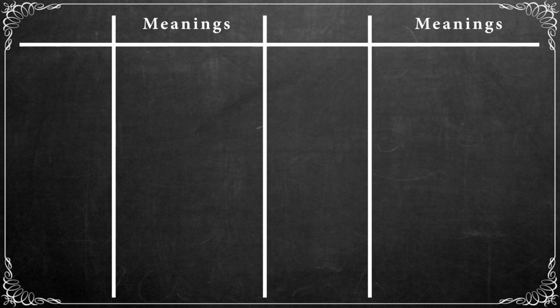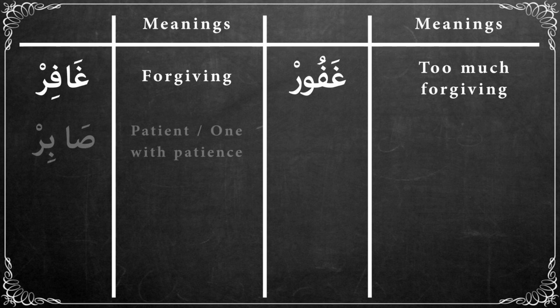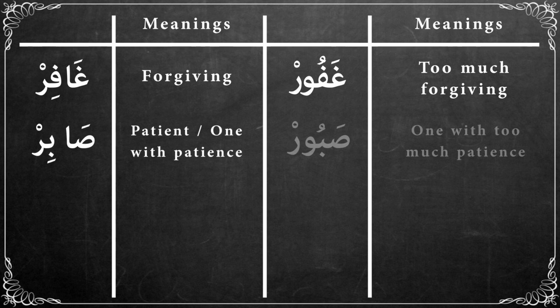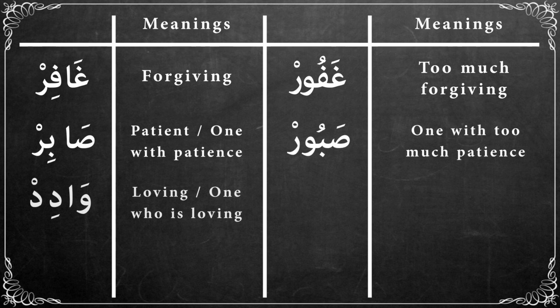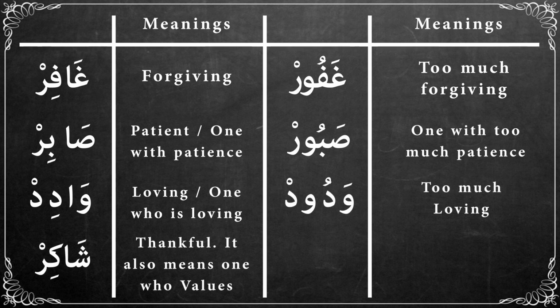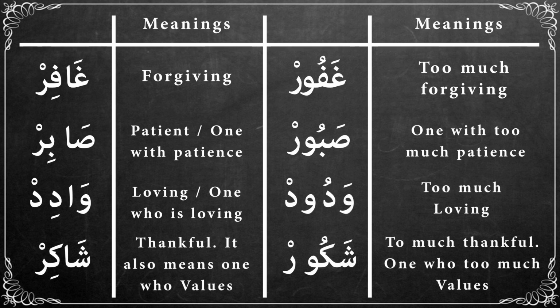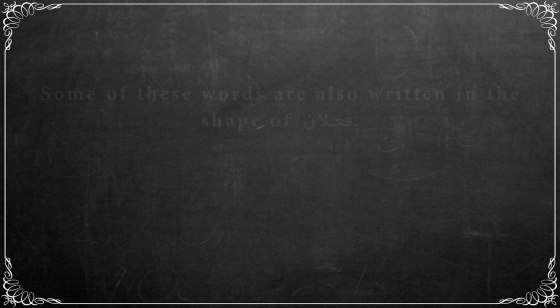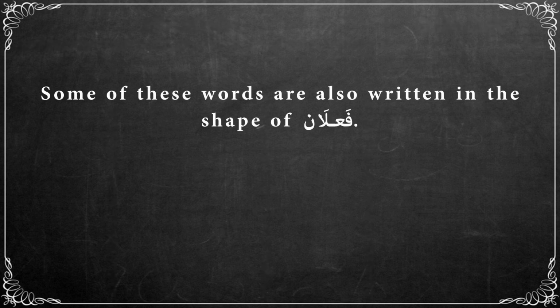صيغة مبالغة. Words like غافر becomes غفور, صابر becomes صبور, وادد becomes ودود, شاكر becomes شكور. Some of these words are also written in the shape of فعلان. These are also part of صيغة مبالغة.